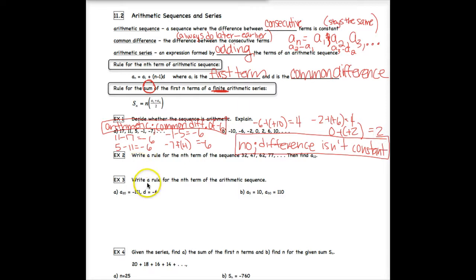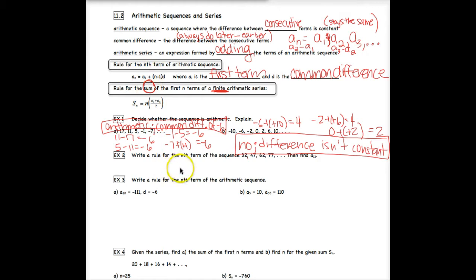So that's a no. Example 2, write a rule for the nth term of the sequence, 32, 47, and so forth. Then find a sub 12, so the 12th term. So again, like I said, this is not as much of a puzzle as what we had in 11.1 is, because here I have a formula.